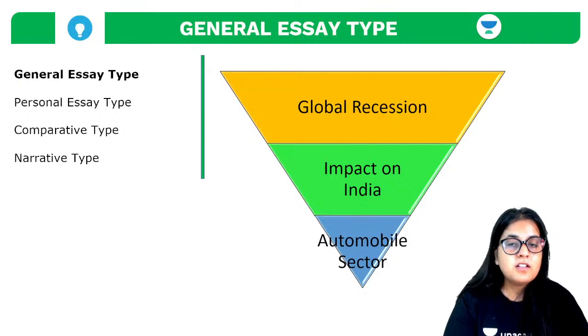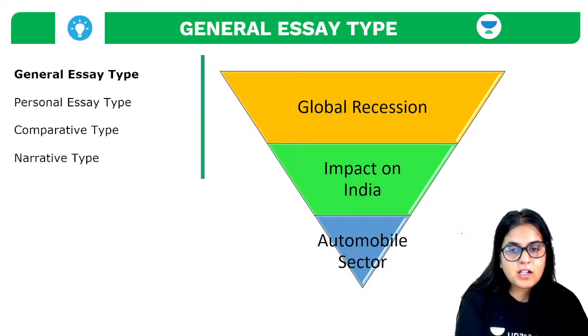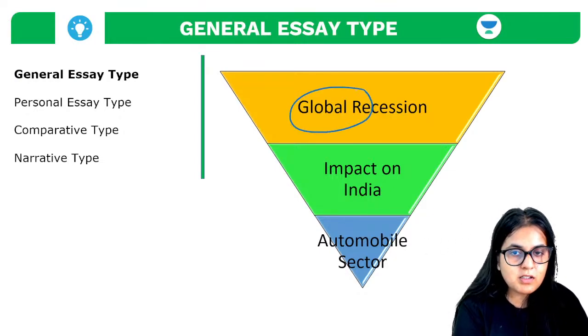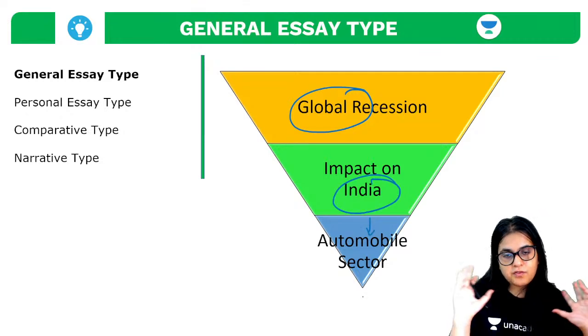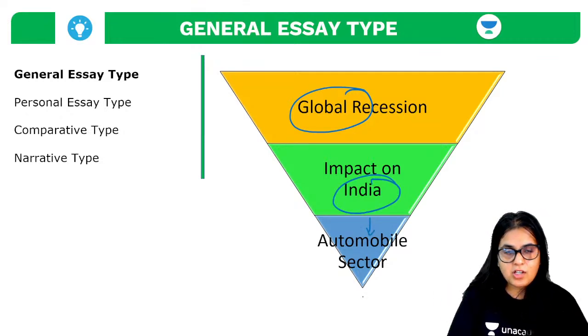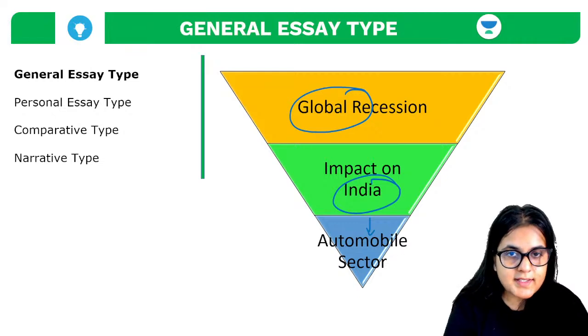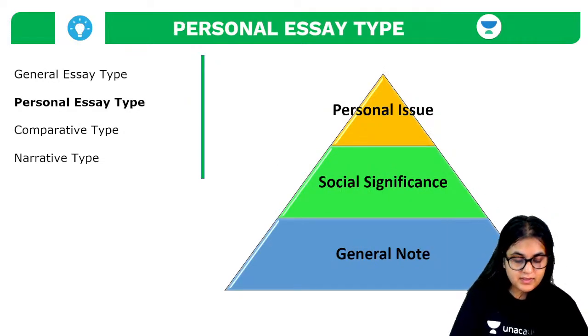Next one. So, global recession impact on India automobile sector. So, global, India, automobile. Okay, so you're going from broad to narrow to narrow. That's how you're going. Okay, so that's called a general essay type. Next one, personal essay type.